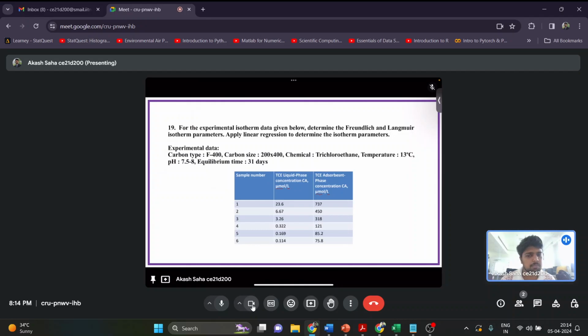So we have the sample number, we have 6 samples. The liquid phase concentration and the adsorption phase concentration both are given. Okay, so we have to find out all the isotherm parameters like Kf, 1 by n. So whatever are the parameters of a particular isotherm, we have to find them. So let's see how to solve this problem. Please note down the problem. We will move forward then.